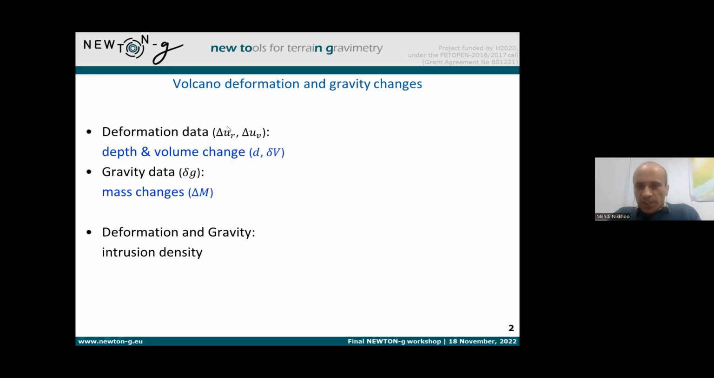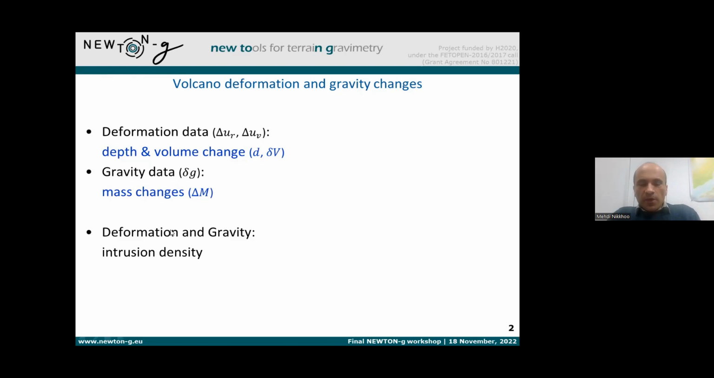The depth and volume change associated with these deformation sources can be well constrained by using deformation data involving, for instance, horizontal displacements or vertical displacements associated with the deformation period. And by using gravity data, the mass change associated with these sources can be constrained. But from the previous presentation, you might remember that we can also use the gravity data to infer the location of these sources. So this is a point to keep in mind for later.